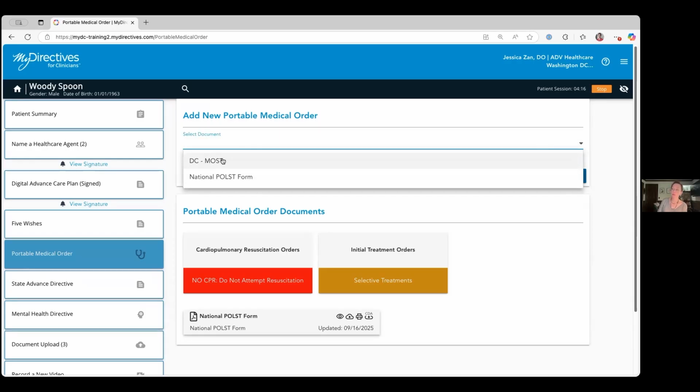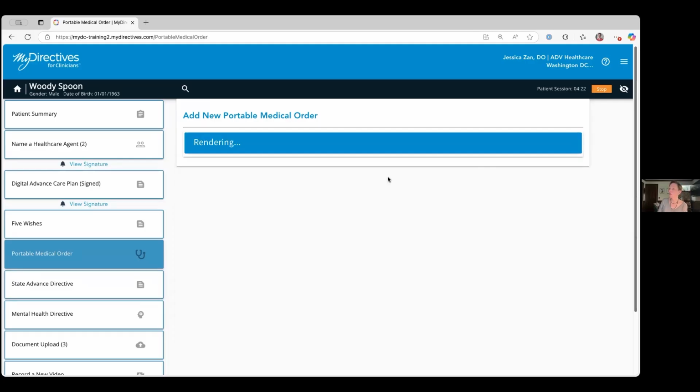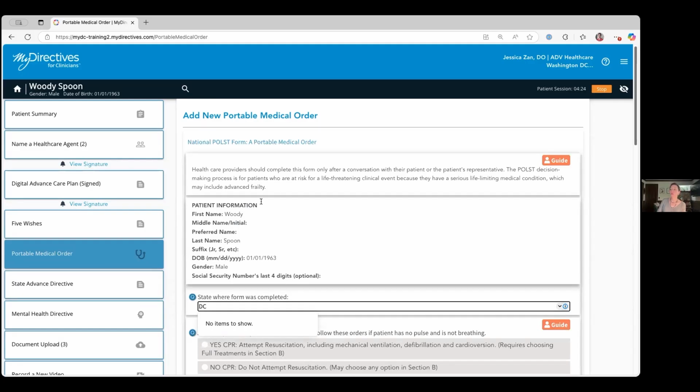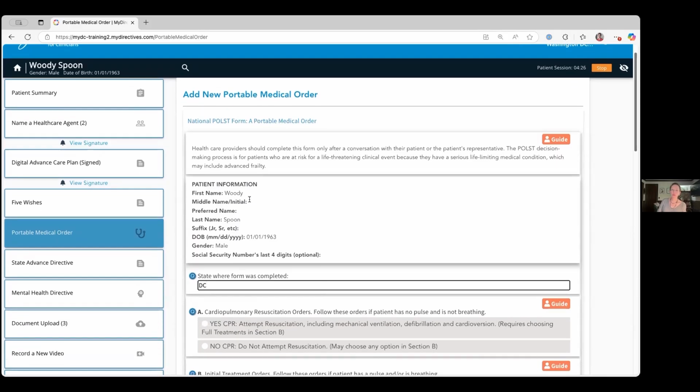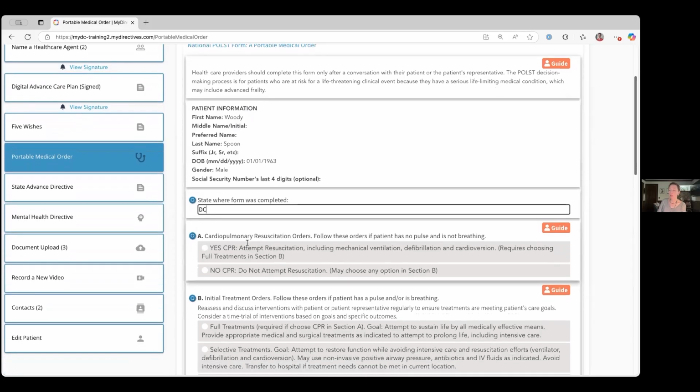But even here, Washington, D.C. is actually using 2 different forms. You can see we support multiple forms. We'll select that national POLST. Woody's demographic information was automatically pulled in. Even his location was automatically pulled in.